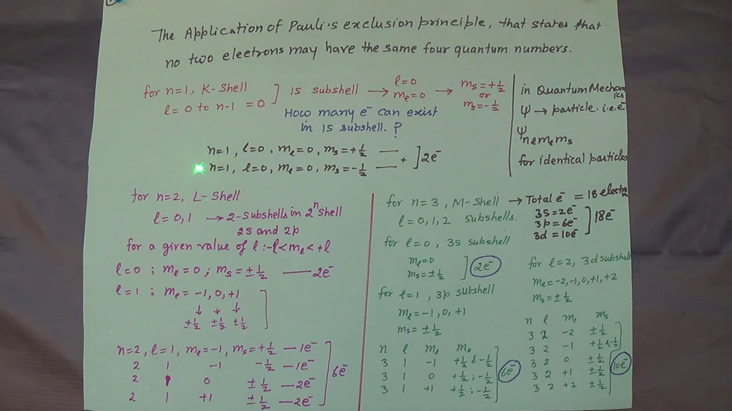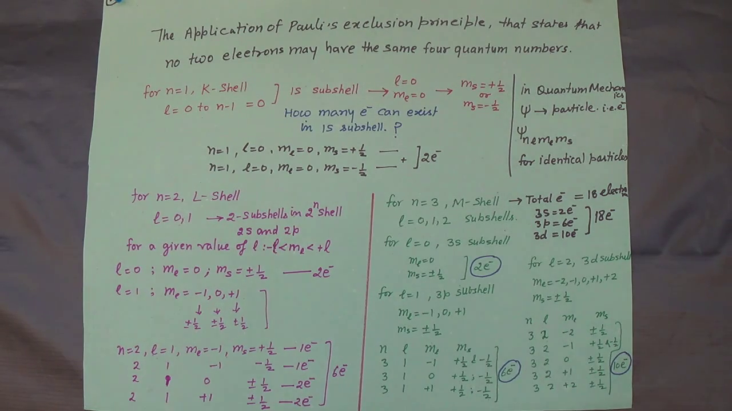See here, I have selected the n equal to 1 case. For that, l is equal to 0, ml is equal to 0, ms is equal to plus 1/2. This is the first possibility, for the first electron.